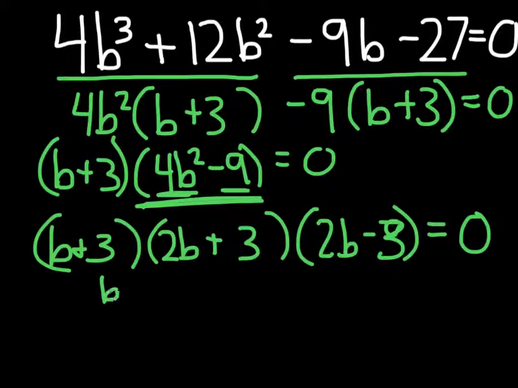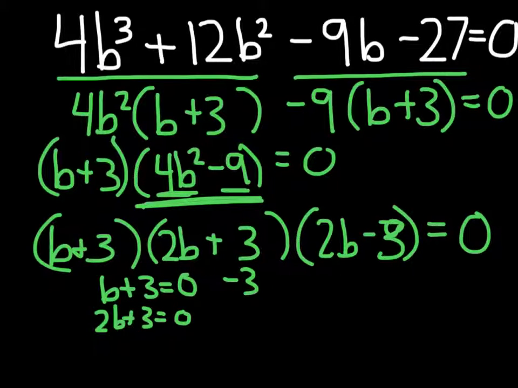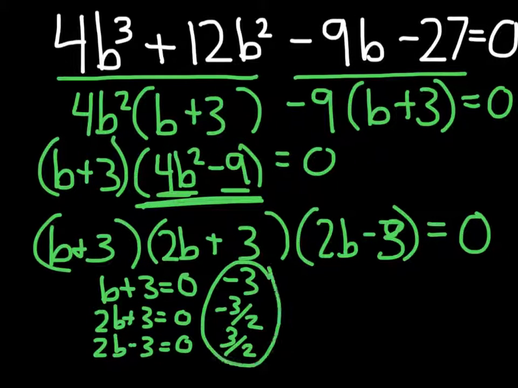At that point I can't factor it any further, but I can solve. So either b plus 3 equals 0, which would get me an answer of negative 3 when I solve, or 2b plus 3 equals 0, which, when I subtract 3 and divide by 2, would get me negative 3 halves as my 0, or 2b minus 3 equals 0. So now I would add 3 and divide by 2, and I would get 3 halves. So those are my 3 possible zeros.